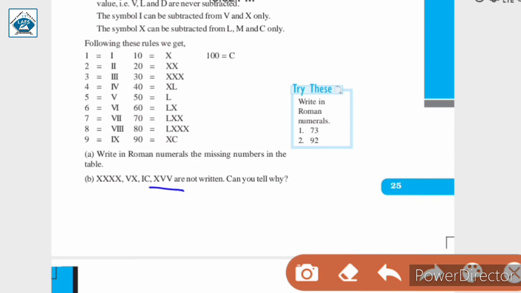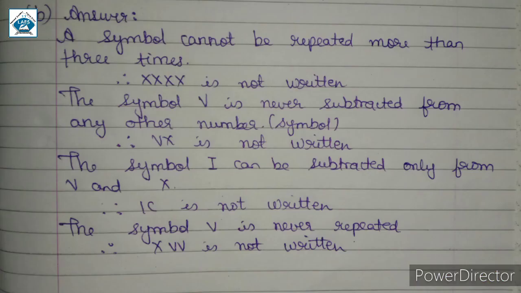Next we have XVV. Again we know that the symbols V, L and D are never repeated. Therefore we cannot write V 2 times. So these are the reasons we cannot write Roman numerals in these forms. In this way you have to write the reasons for your answer in your notebook.